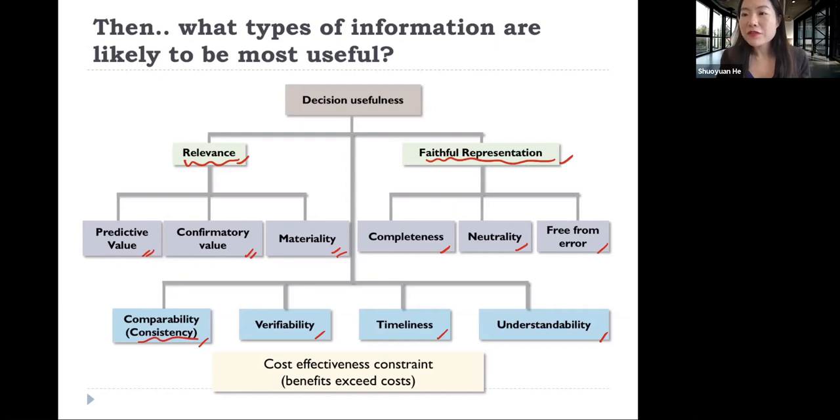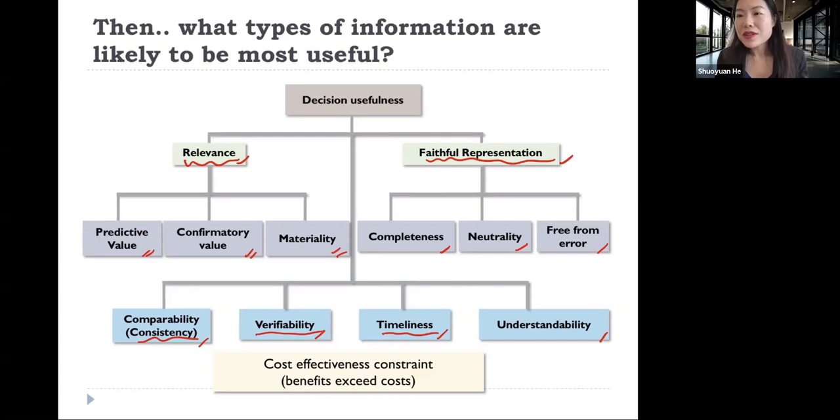For example, for a firm, you cannot do your accounting one way last year and another way this year. So the way the firm is doing accounting should be pretty stable over years. If the firm is going to change the way it is doing its accounting, we're going to talk about it later, but there are different ways we need to address it. And verifiability, so it needs to be verifiable.